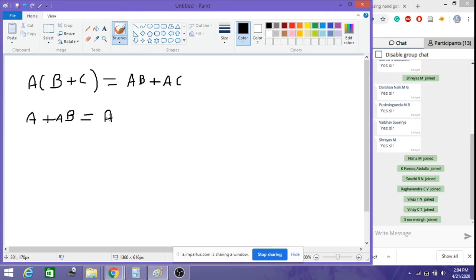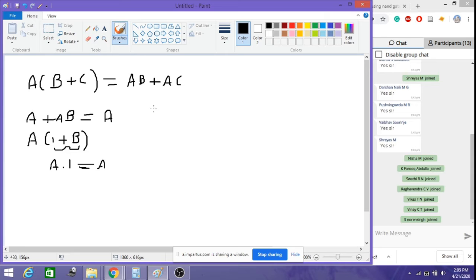A plus AB equal to A, this is from the absorption law, from what we have discussed previously. So now just take A as common. So what do we get here? We will get 1 plus B. So 1 plus B is nothing but 1. So ultimately it is A into 1 equal to A itself. So therefore the right hand side and left hand side are the same.